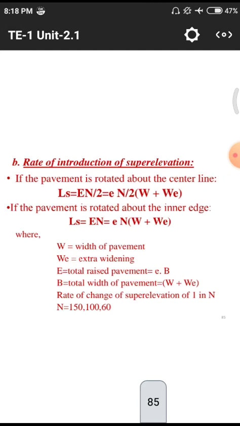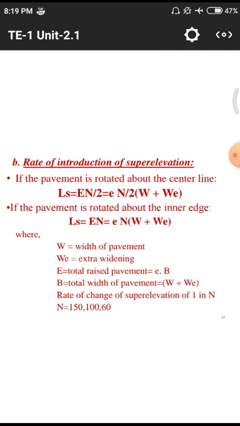And the second point is the rate of introduction of super elevation. In the primary part we discussed the centrifugal forces. In the secondary part, we will discuss the super elevation. That means the length of the curve Ls is En by 2 of W plus Wv, where Wv is the extra widening we discussed previously.